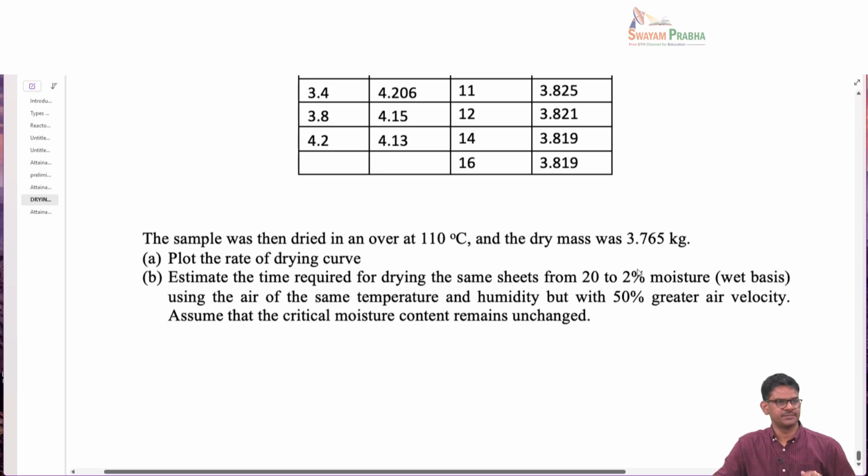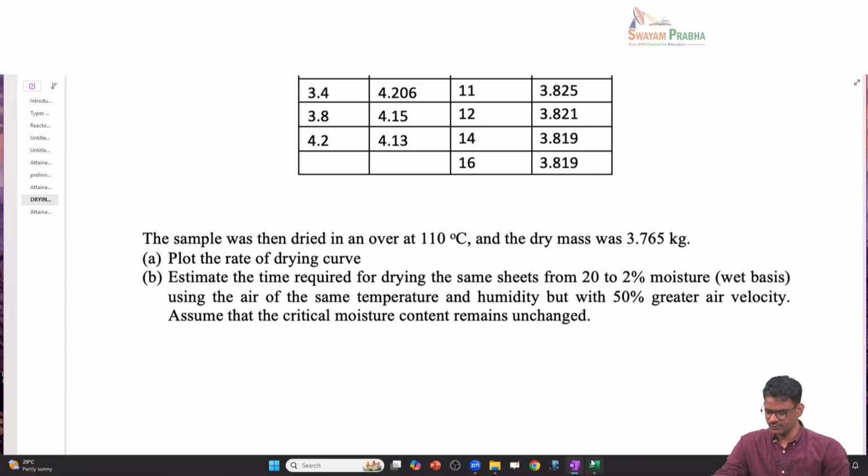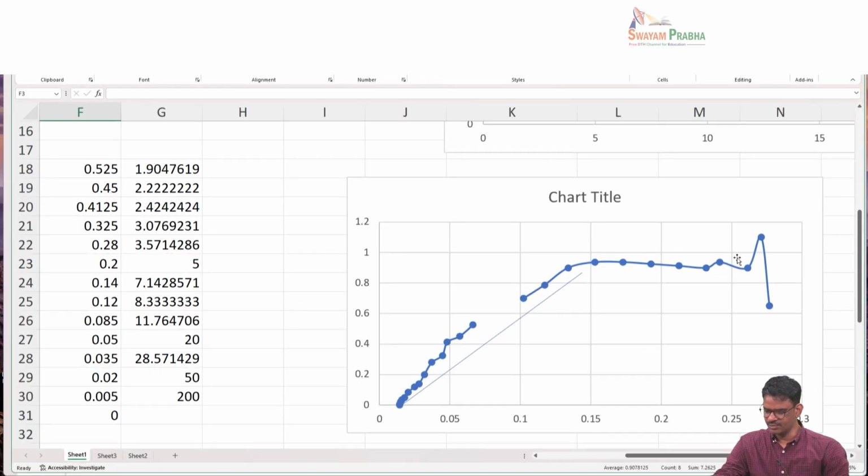20% to 2%. So 20%, if you convert it into dry basis moisture content, will be like 25%. So going back here, from 25% to 0.02 somewhere here, you want to find the drying rate. Again, you can do the constant drying rate based on the scaled drying rate, and from here onwards you have to do it graphically.